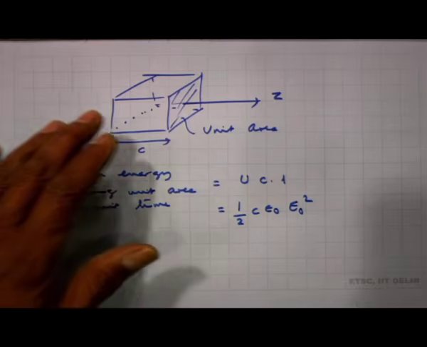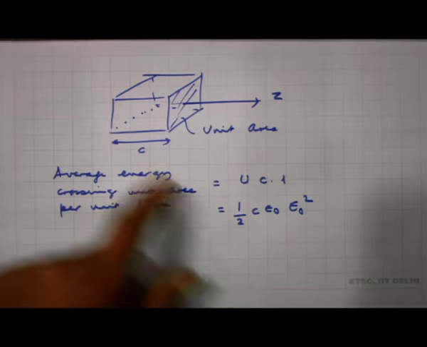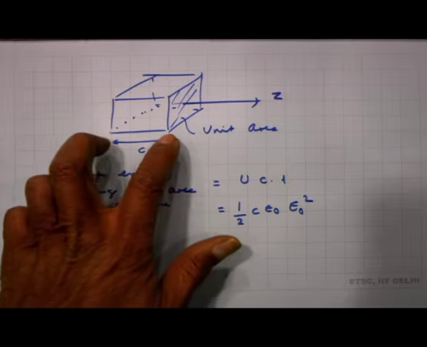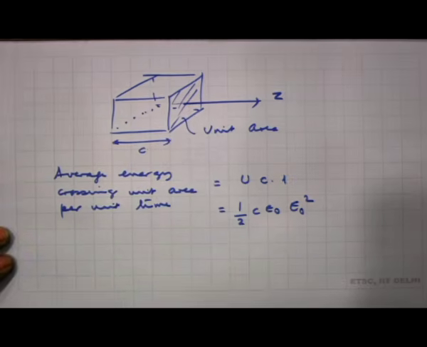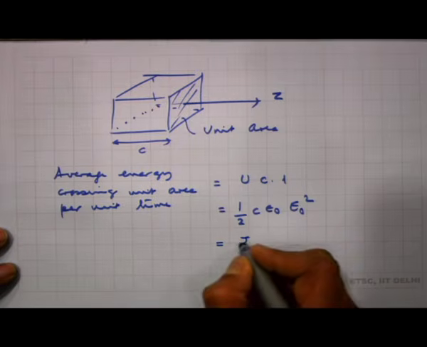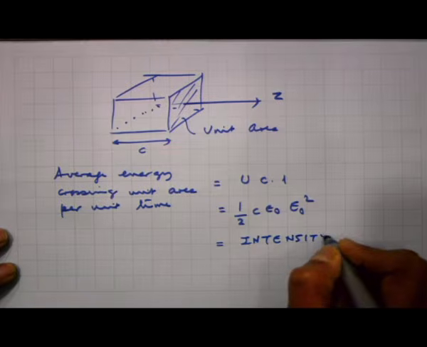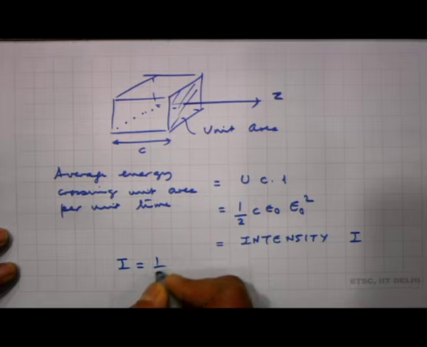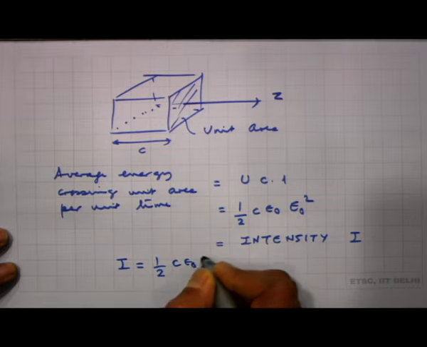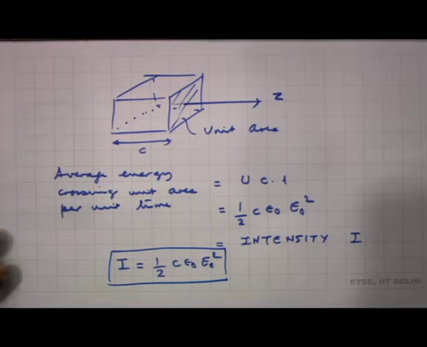So, this energy which is contained in the electromagnetic waves is propagating, and in a unit time the energy contained in this volume of length c and unit area will cross this surface, and that energy happens to be this, and this is also called intensity, usually referred to as I. So, intensity of the electromagnetic wave is given by half c epsilon 0 E naught square. Intensity and the electric field are related through this very important relationship.